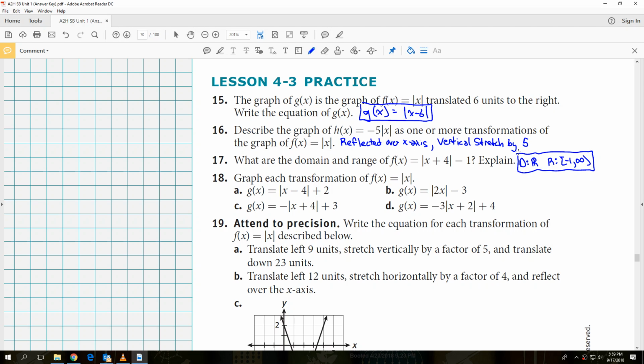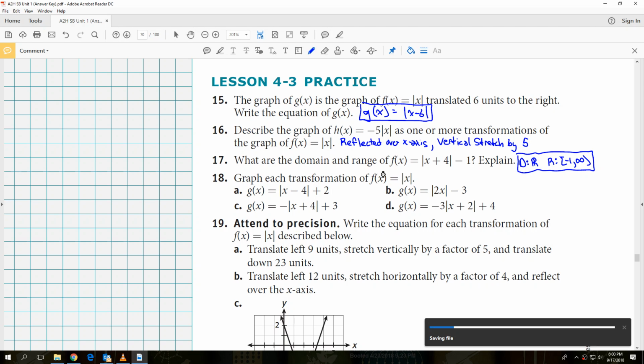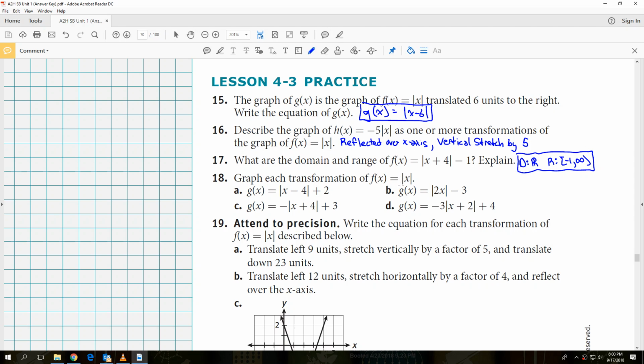Okay. And next up, graph each transformation from the parent function. So I'm going to probably do these in all different colors. So I'll put this one as blue. And so let's go ahead and I'm just going to put number 18 here. And none of these are too drastic as far as changes go. -3, right 4, left 4. Yeah, so this is not too bad.